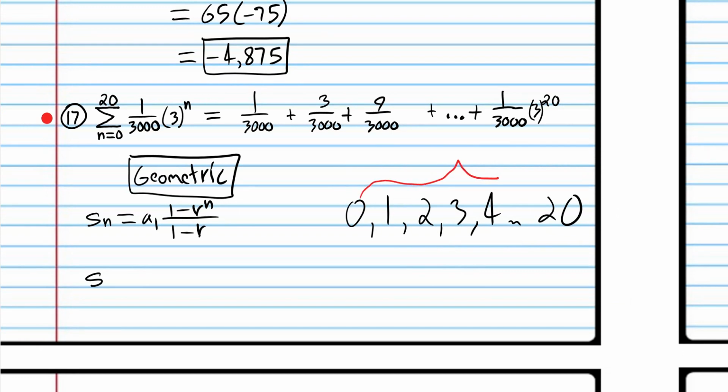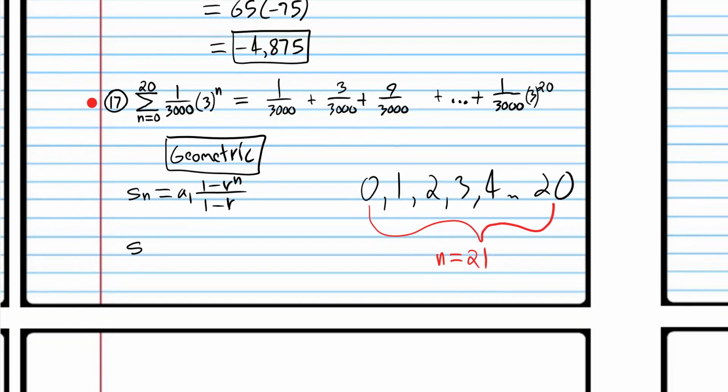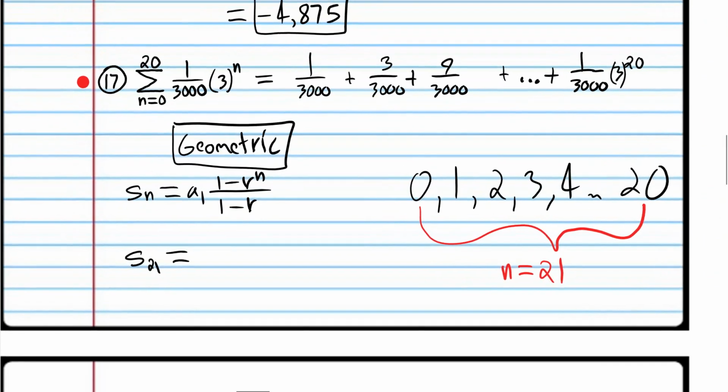So I'm going to write that. Those add up to 21. And maybe I'll write that at the bottom. So n equals 21 terms. So we're finding s subscript 21, not s subscript 20. The first term is 1 over 3,000. The common ratio is 3. Again, n is 21.